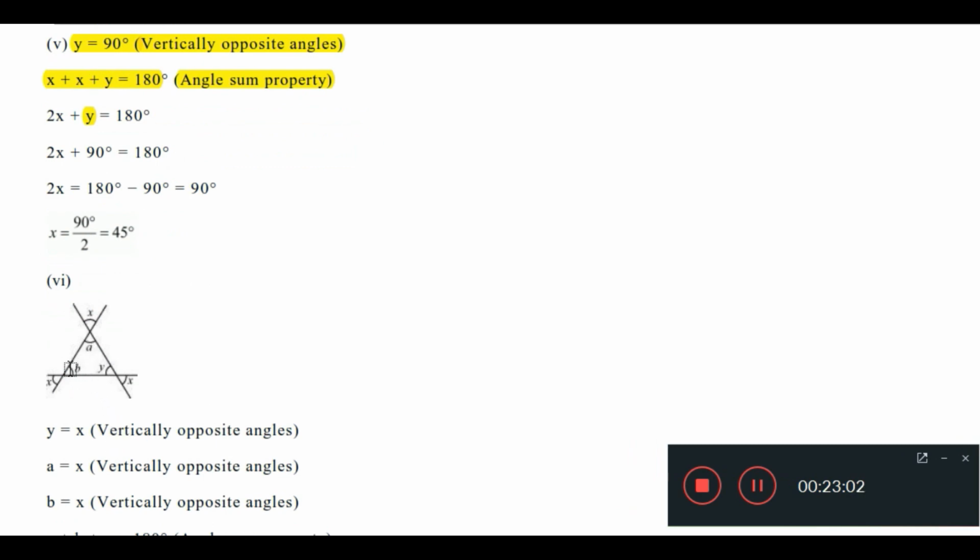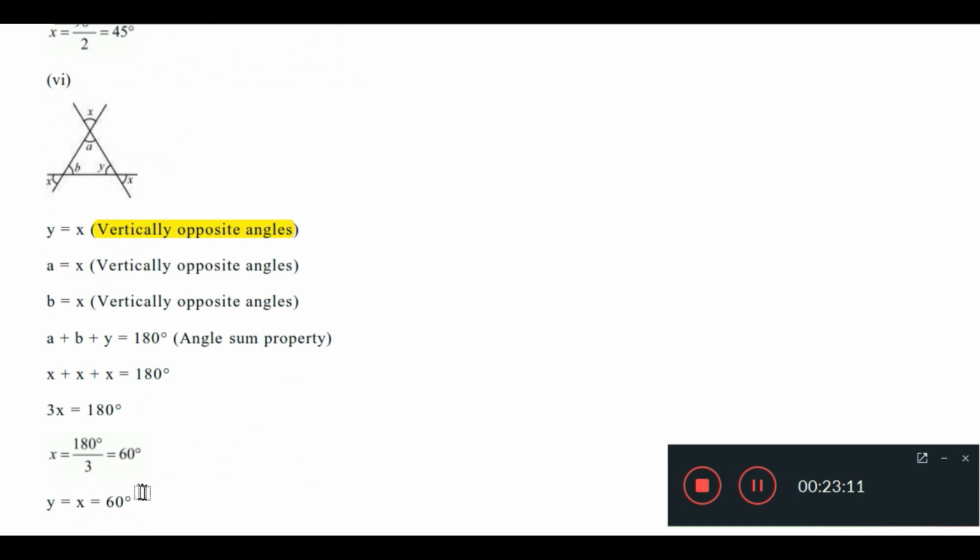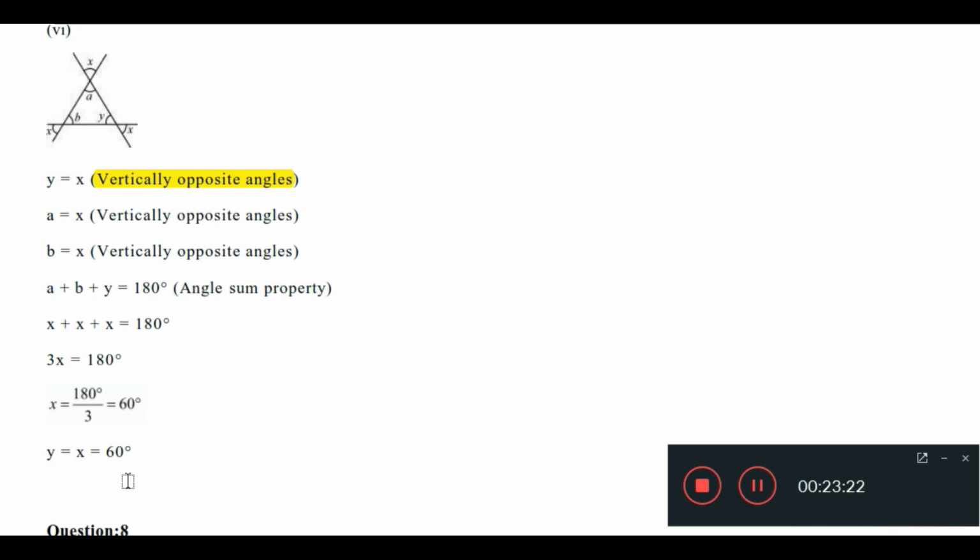Take a, b, and we have given y. So all angles are equals to x with the help of vertically opposite angle. So like above, I already solved such kind of questions. x plus x plus x equals 180 degree, 3x equals to 180 degree, and the value is equals to 60 degree.